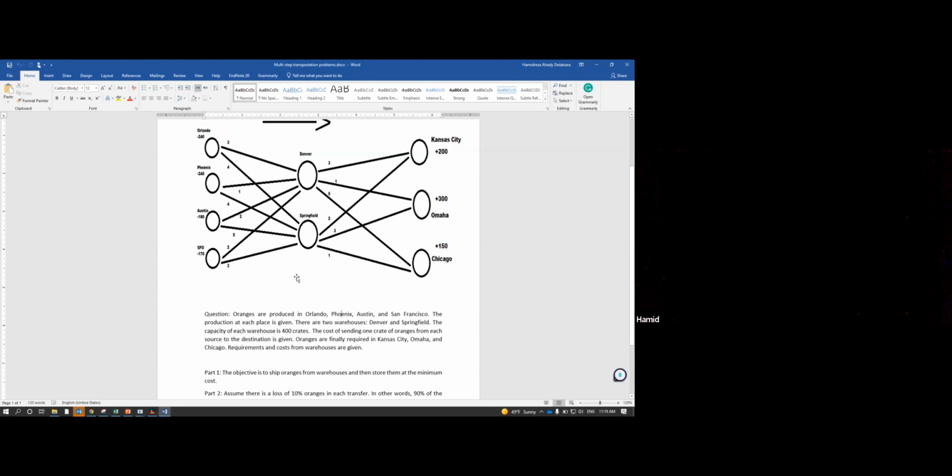Again, the problem is not too difficult. Whatever you send from supply to warehouse, you should just multiply by 0.9 because you lose 10%. Whatever you send from warehouse to demand point, again, you should multiply the decision value by 0.9 because you lose another 10%. So basically, just add another coefficient of 0.9 to consider the loss that you might have.